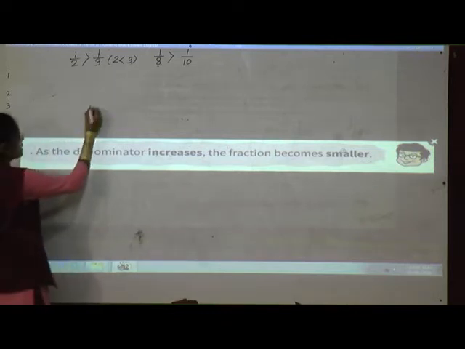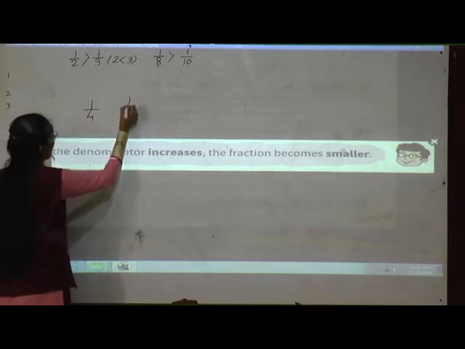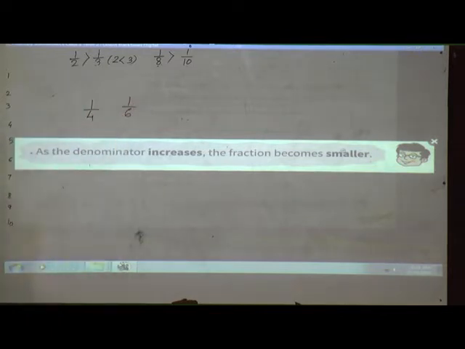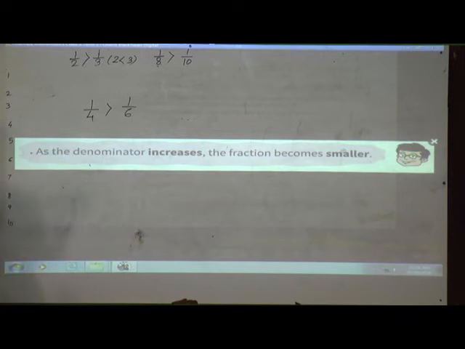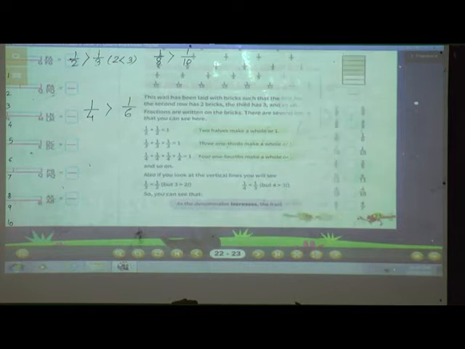Okay. Now one more example we will see, 1 by 4 and 1 by 6. What is the rule? As the denominator increases, the fraction becomes smaller. So in 1 by 4 and 1 by 6, 1 by 4 is greater than 1 by 6. Though 4 is smaller than 6, the denominator increases, and if the denominator increases, the fraction becomes smaller. Clear this point? Okay. Now we'll move to the next concept, that is comparison of fractions.